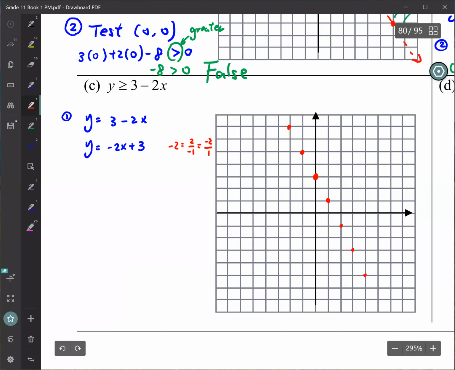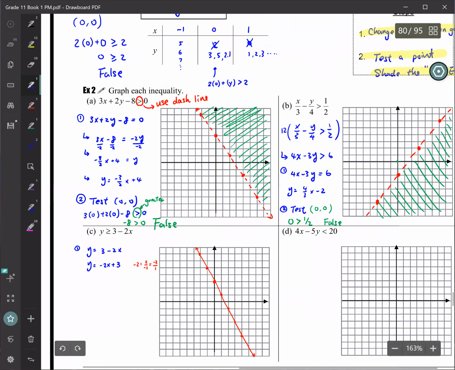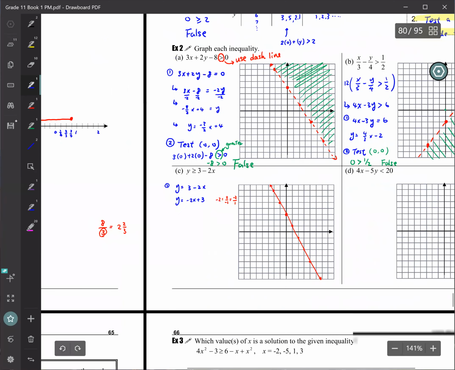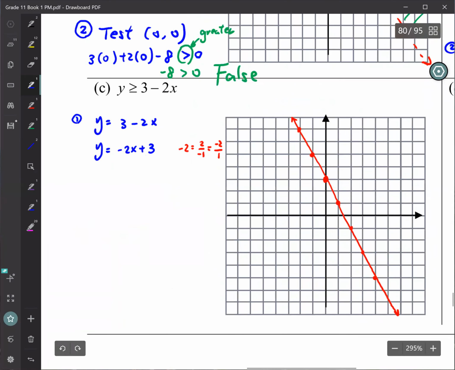This one should be a solid line. Okay, the question has an equal sign. We draw a solid line. Okay, so that's it. That's your step one. Okay, and then you look at the notes, right? Step two is test the point and shade the true side. So I'll let you guys do the testing now and finish the shading. Okay, once you got the shading, please raise your hand.